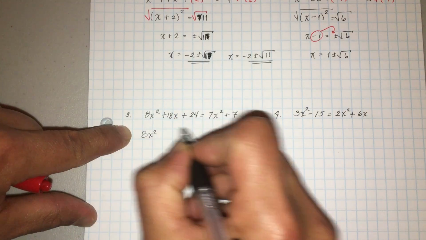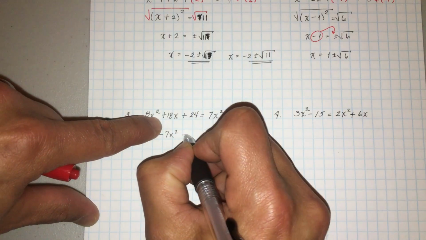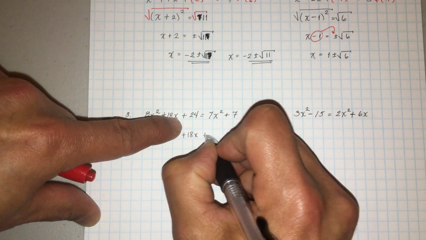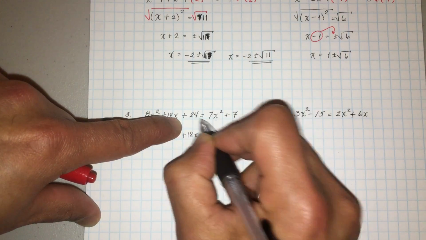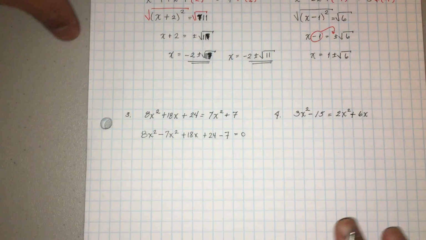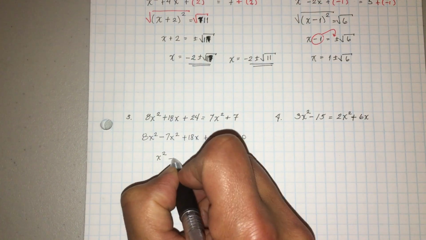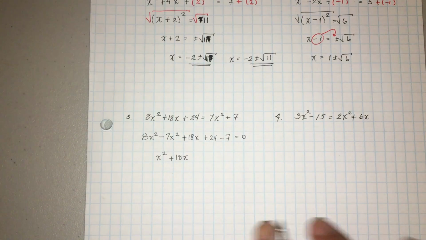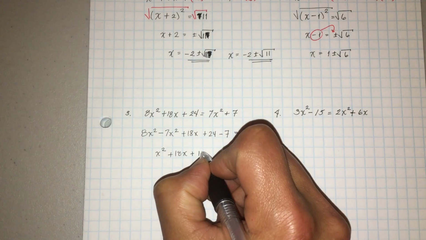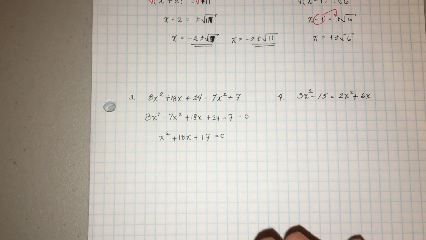So 8x squared. The positive 7x squared becomes a negative. Okay, there's a positive 18 right there. The positive 24. And then the positive 7, when I bring them across, becomes a negative 7. There's my equal sign, and then there's a 0. Okay, so this is going to give me x squared plus 18x. 24 minus 7 is, what is that, 17? 17. So you notice how I combine everything nice and neat now.